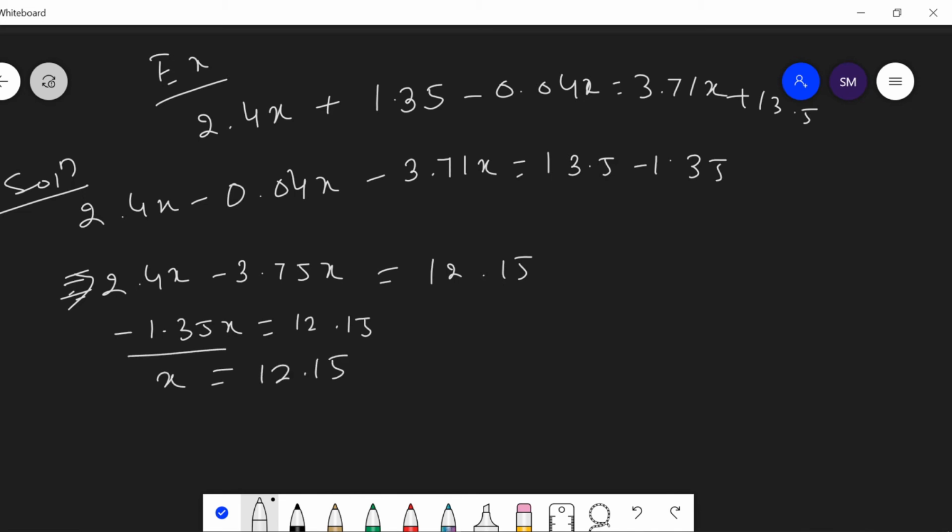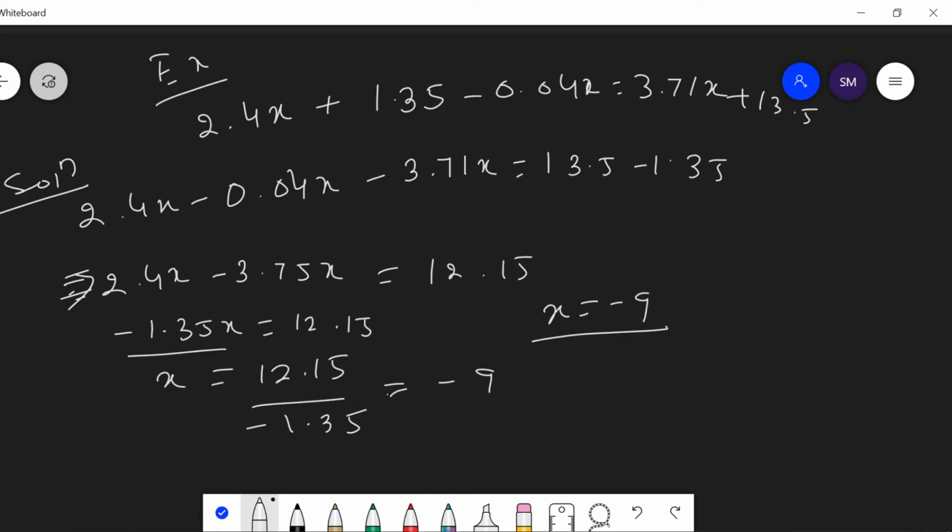Here this is multiplied with the variable. Then when you take it to the RHS, you must divide it. Then this is minus 1.35. Then we get minus 9 as the answer. Here we get the value of x equal to minus 9.